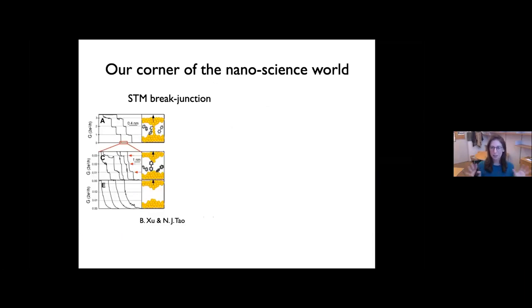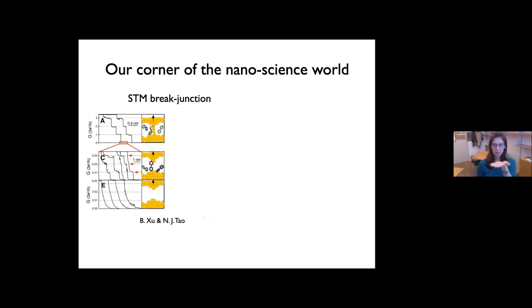So just to give everybody a sense of the systems we're dealing with and the experiments we're talking about, because not everybody's familiar with this corner of the nanoscience world, we're dealing with single molecule conductance measurements. Obviously, if we want to know about a molecular insulator, we want to know how current flows through that system. The experiment that's very popular is what's known as an STM break junction.